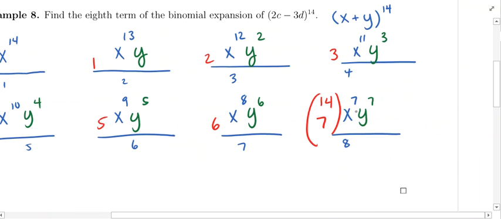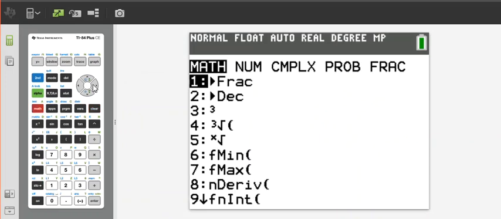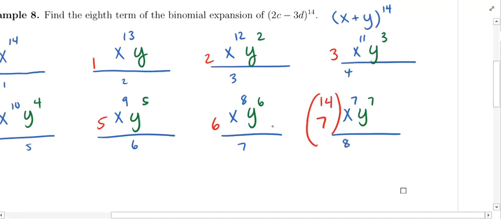It's going to be x to the 7th times y to the 7th with this particular binomial coefficient. I'm going to go ahead and calculate this binomial coefficient. It is going to be 14 choose 7. So that's going to be 3,432. So if you just did the x plus y to the 14th power, the eighth term is going to be 3,432 times x to the 7th times y to the 7th.